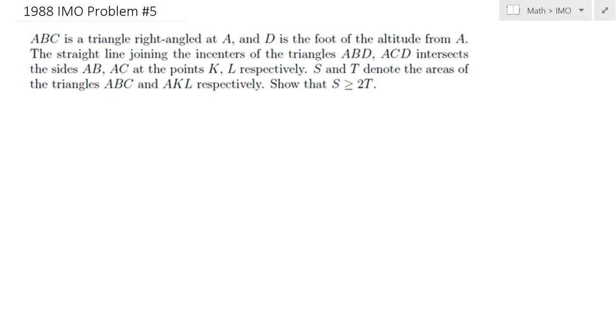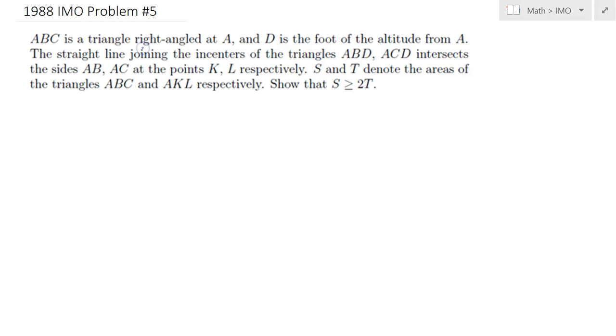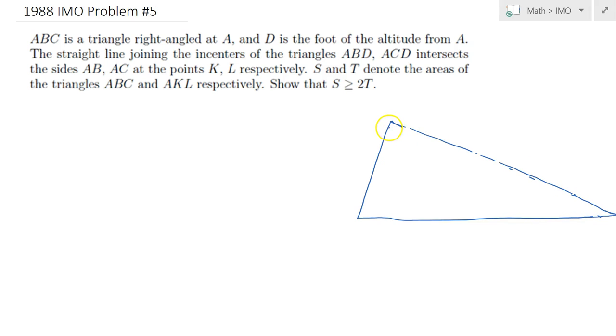Hello everybody, in this lecture we will be solving 1988 IMO problem number 5. Here's a view of this problem. Triangle ABC is right angled at point A. So let me go ahead and draw that triangle, if you will. So let's assume that AB is less than AC. Okay, so we have our triangle ABC.